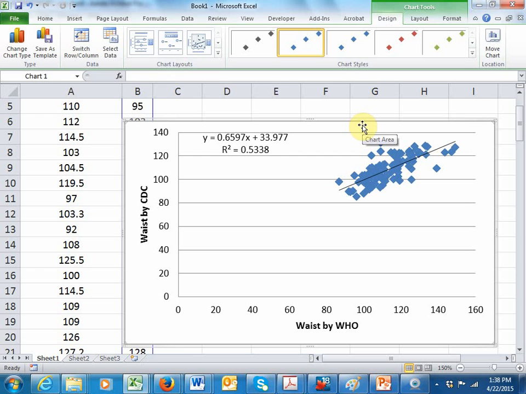Then you have two other numbers. You have this number over here, the 0.6597, and the 33.977. This number here, 0.6597, is called the slope.